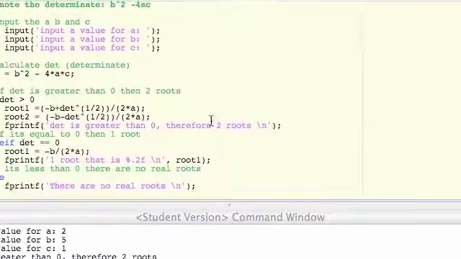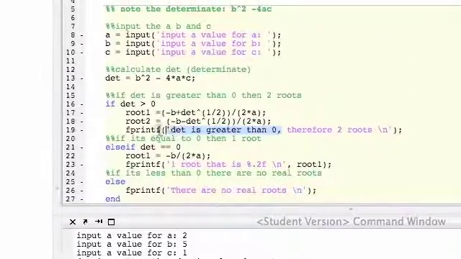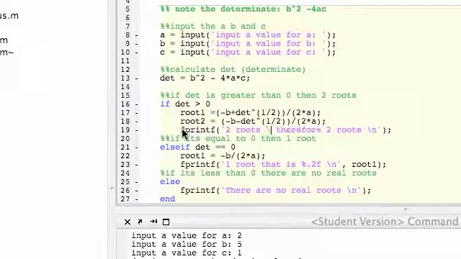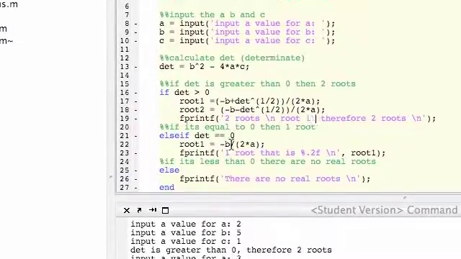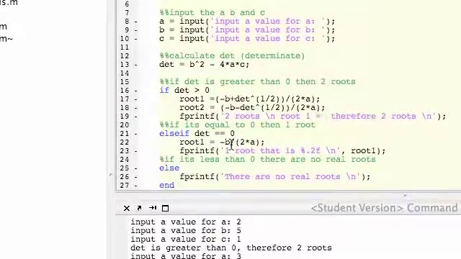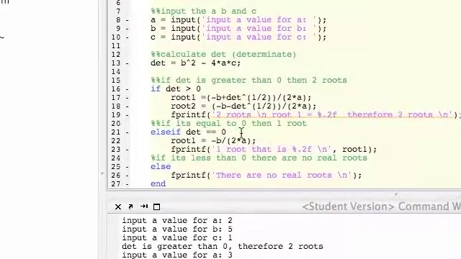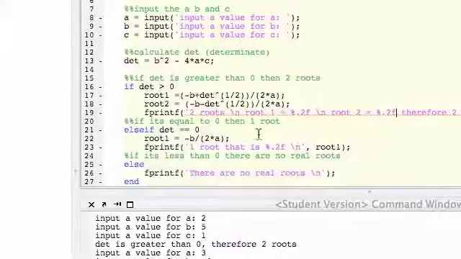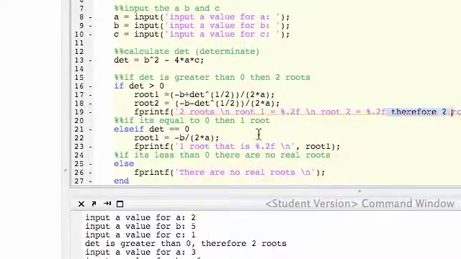Okay. Now we're going to do the same sort of thing up here. So I'm going to write 2 roots and then new line, root 1 equals, and then I'll do percentage, and again 2 decimal places, %.2f, and then a new line, and then root 2 equals %.2f. So that's just 2 decimal places after the decimal point.